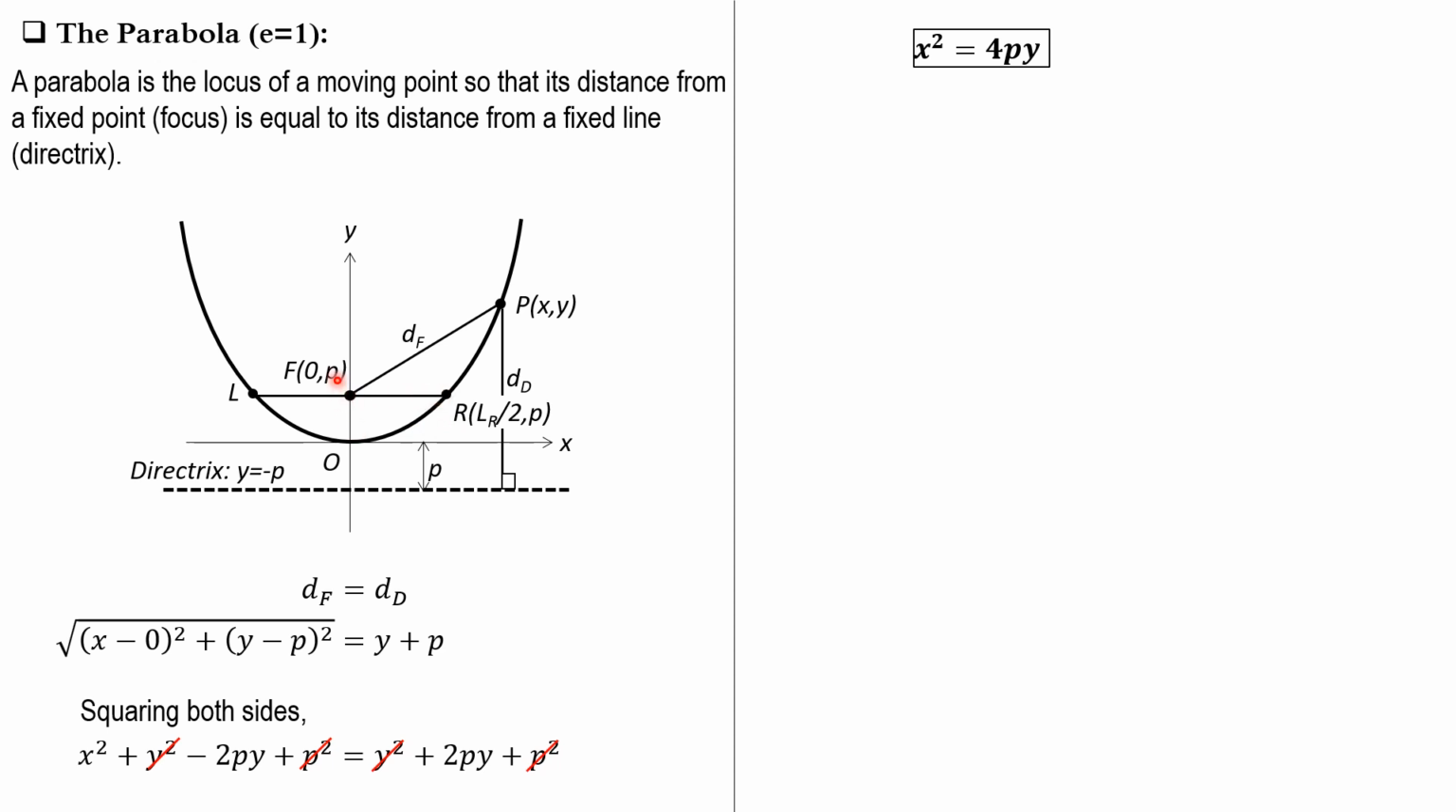So this point has the same y coordinate as this, which is P. And because by symmetry, the distance from the axis to one end of the latus rectum is half of the latus rectum, we substitute this coordinate (LR over 2, P) into this equation. So we have (LR over 2) quantity squared equals 4P times P. Therefore, LR squared equals 16P squared.